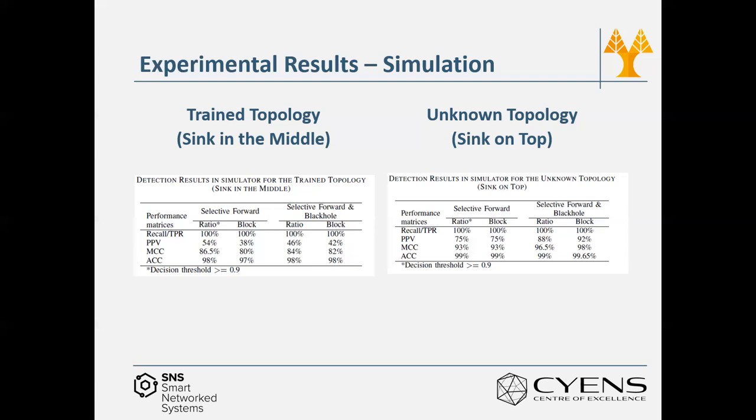Now, the table on the right shows the results when the BLR models were evaluated with the unknown topology, where the sink was on top. The precision and MCC results were increased compared to the previous results. In the sink on top network topology, there are more relay nodes and the attacks can have higher impact. And there is only one edge node that is not affected by the malicious code.